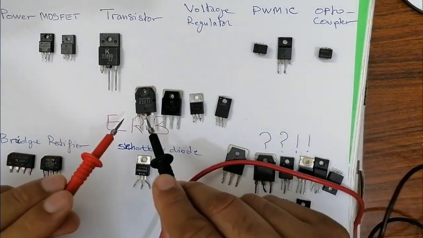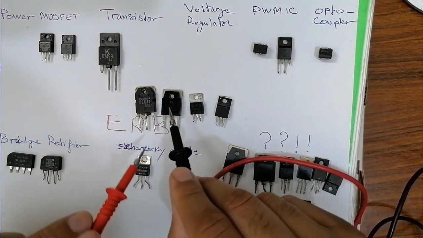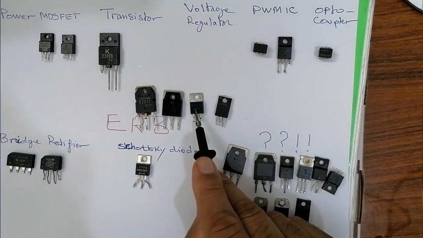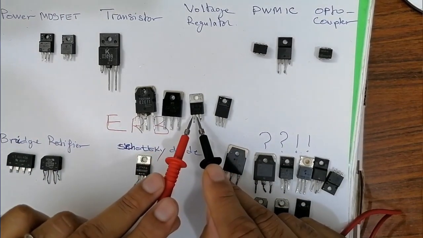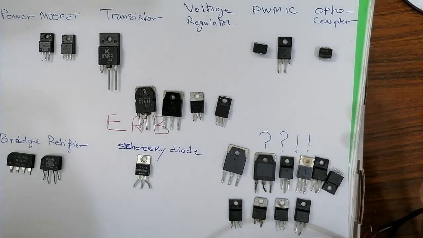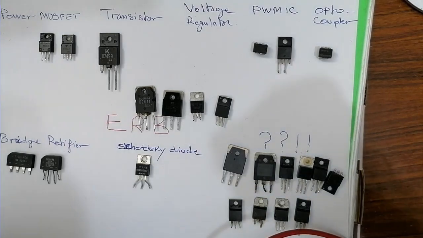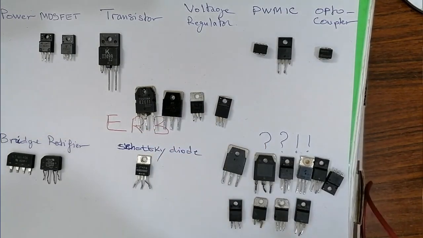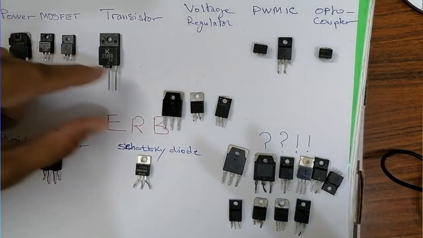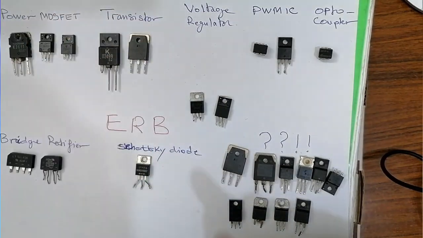So I cannot begin and test the component without knowing the type of component. For example, this is a voltage regulator. I cannot test it using the same working principle as a transistor. Wrong. Okay? So the first step is to know the type of the component. Okay, so we can know the type of component using basically 2 methods.